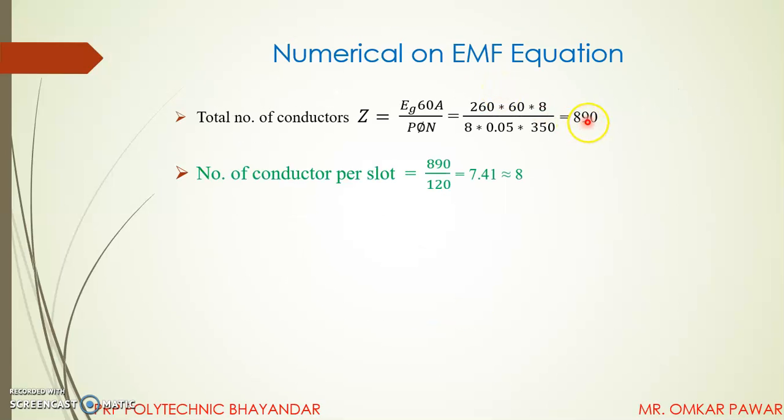So we get the total number of conductors, but we need the number of conductors per slot. We have already been given 120 slots. So total number of conductors divided by slots, we will get the number of conductors per slot. That is 890 divided by 120 is 7.41, approximately 8. So the answer.